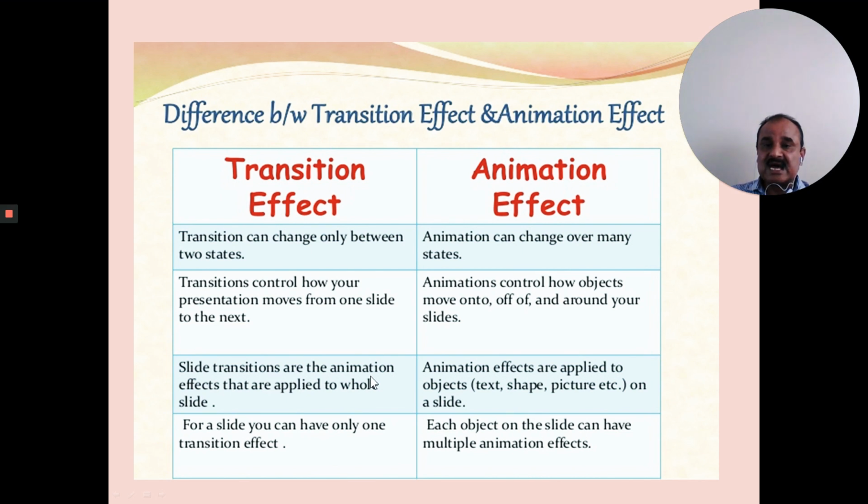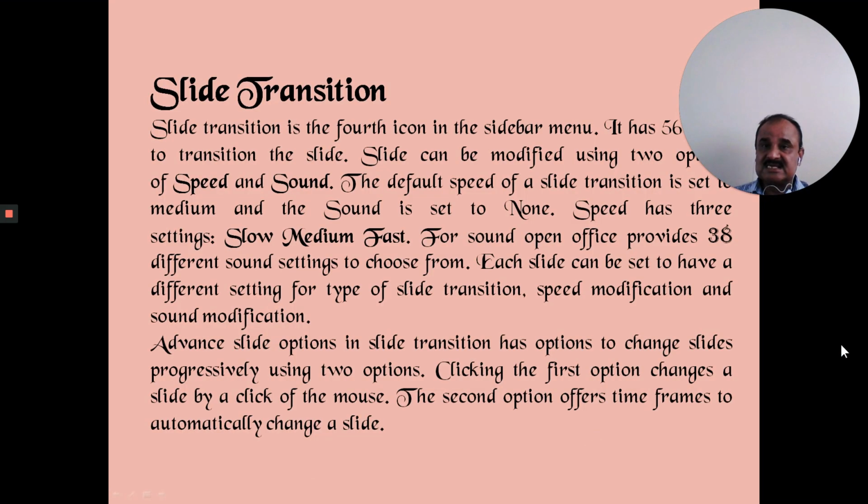Slide transitions are animation effects that are applied to the whole slide. Animation effects are applied on the objects, text, shape, picture on a slide. For a slide, we can have only one transition effect. Each object on the slide can have multiple animation effects. So this is the basic difference between the transition effect and custom animation, a slide effect.